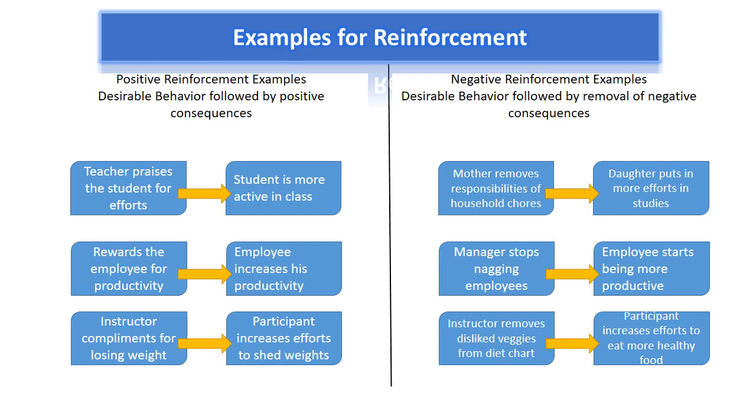Similarly, for the health setup, we say that the instructor removes some of the disliked vegetables from the diet chart of the participants enrolled in a weight loss program. And what happens is that the diet chart has been transformed and added with the things that the individual likes, and those things which are not liked have been removed, so the participant increases the efforts to eat more healthy or follow that particular diet chart more strictly.